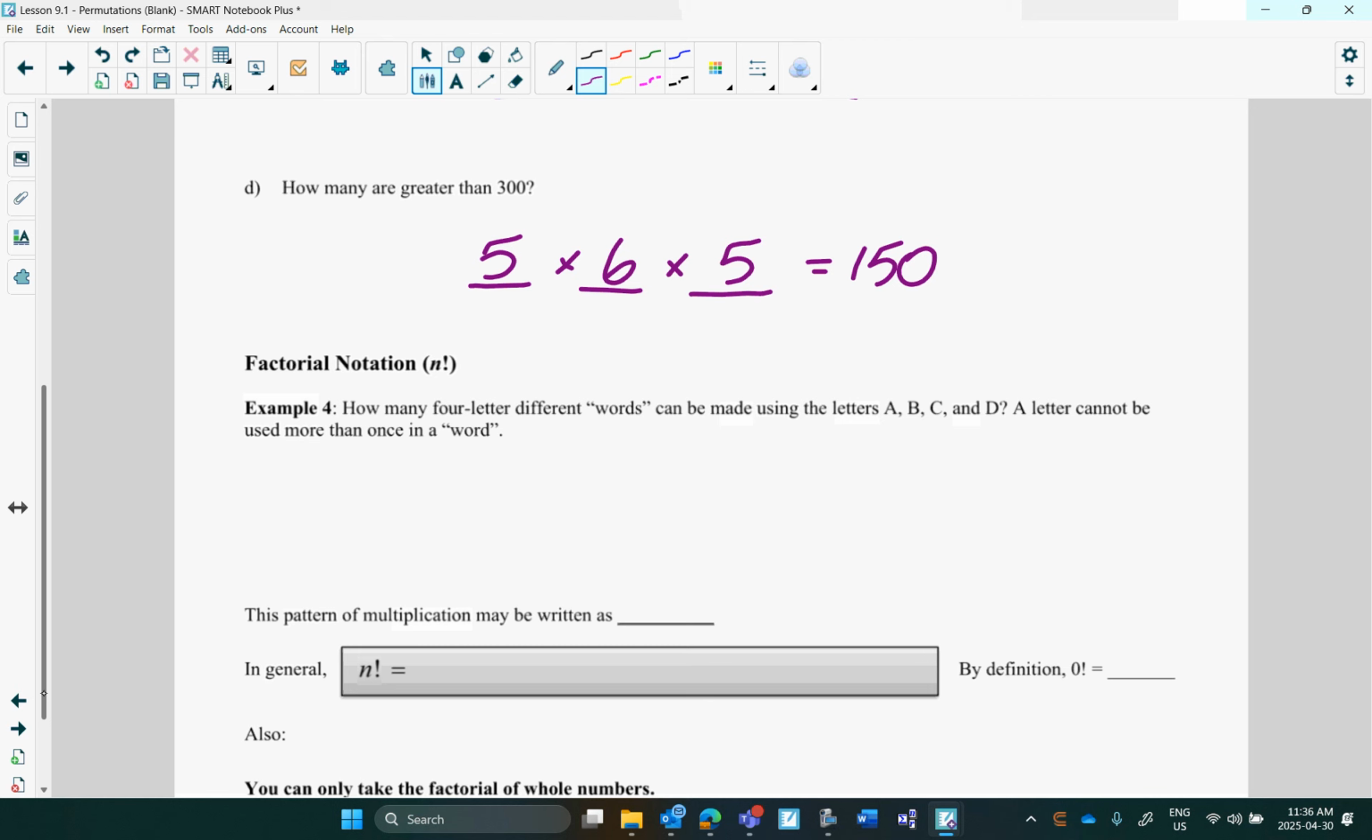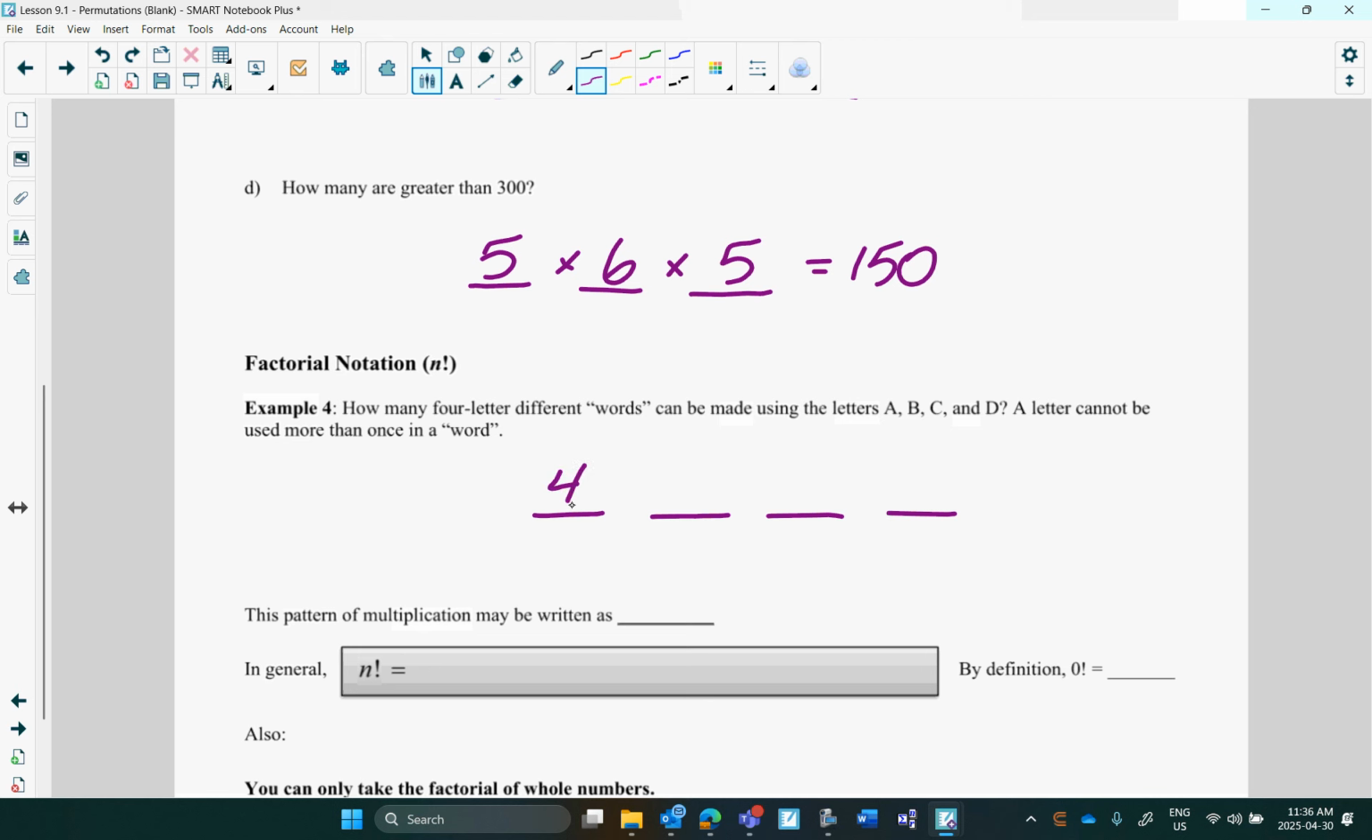How many different 4-letter words, okay, so a word could be nonsensical, can I make using the letters A, B, C, and D? A letter cannot be used more than once. So I'm making 4-letter words. For example, ABC would be considered a word, even though it's not an English word. So there's no restrictions, so I can start here. How many possible letters? 4.